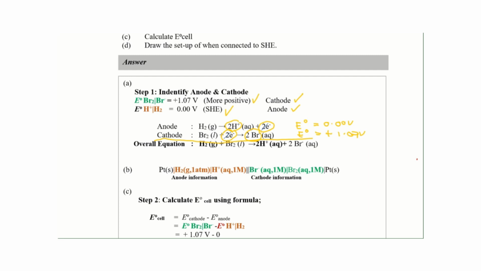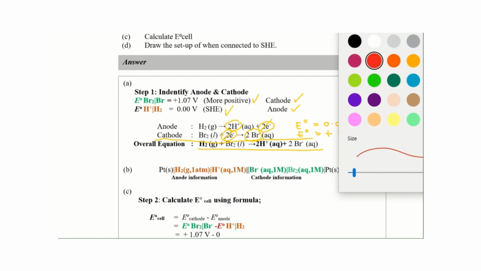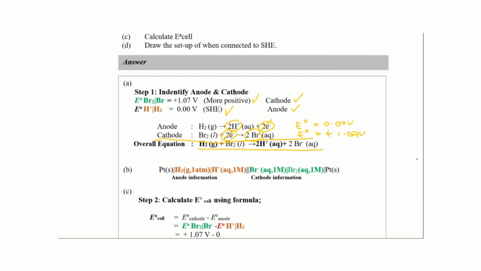So both half cell equations have the same number of electrons, so we cancel them out. After that, we will get the overall equation. So how to get the marks here? Half cell equation at anode with E naught value is 1 mark. Half cell equation at cathode with E naught value is 1 mark. After that, the overall equation is 1 mark.